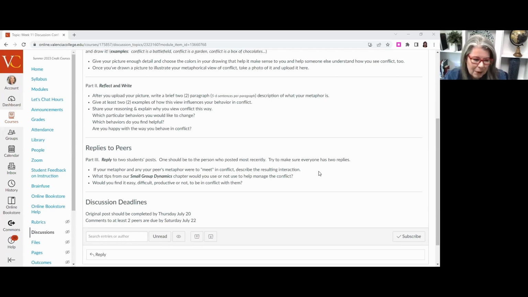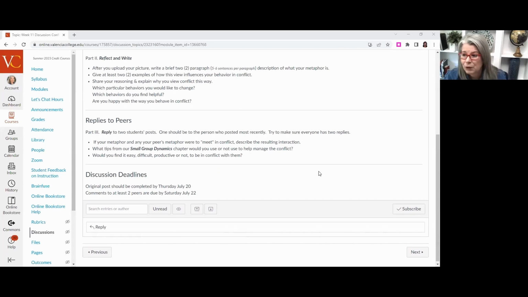And then the last part of it has to do with the replies. This is where that lens of learner to peer really comes into play. When they are replying to two students, they're supposed to imagine that their conflict metaphor met up with one of their peers' metaphors. So if they were to meet in conflict, what would be the resulting interaction?